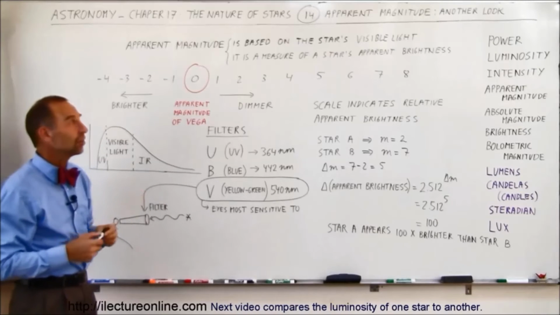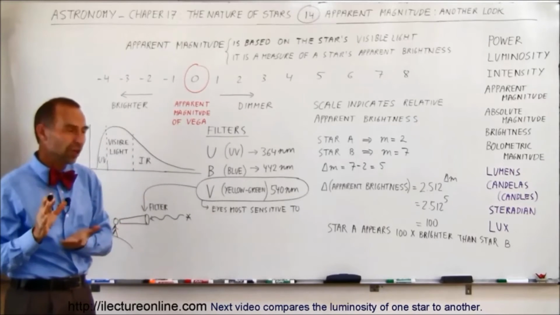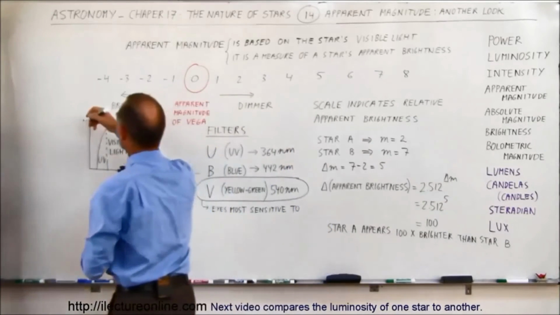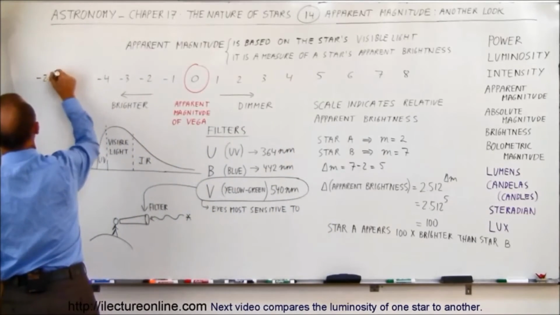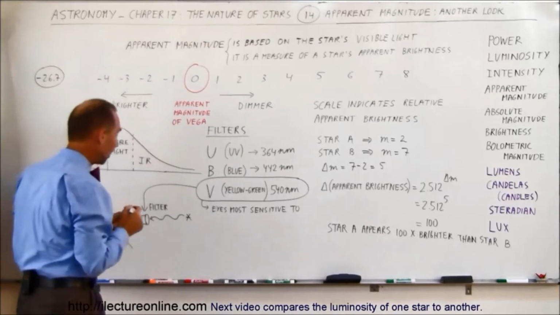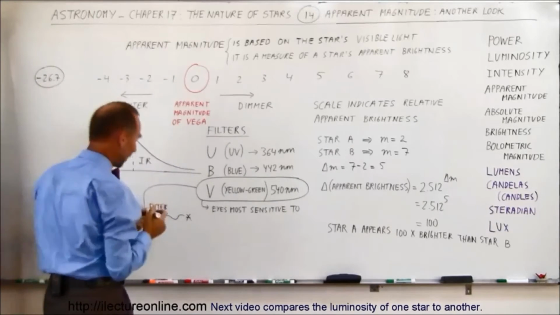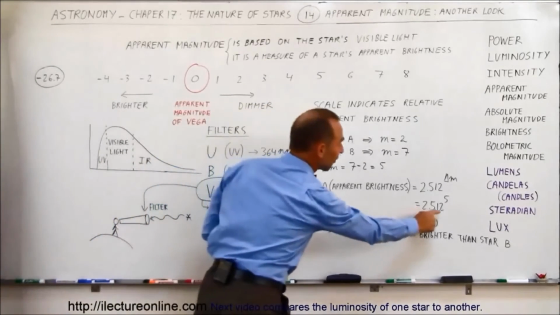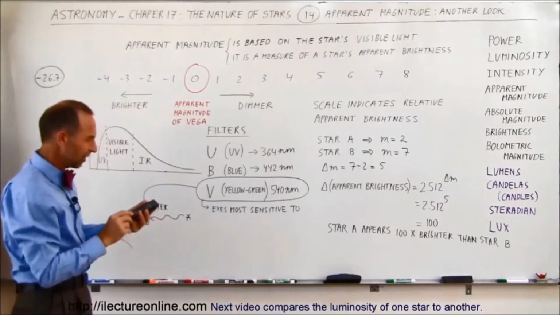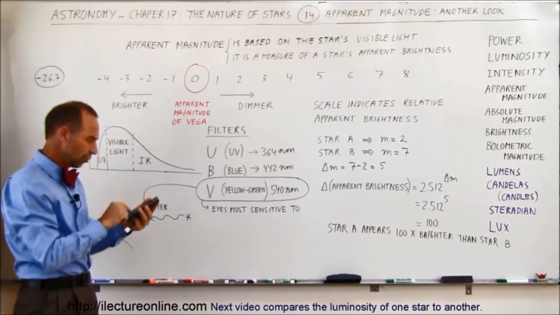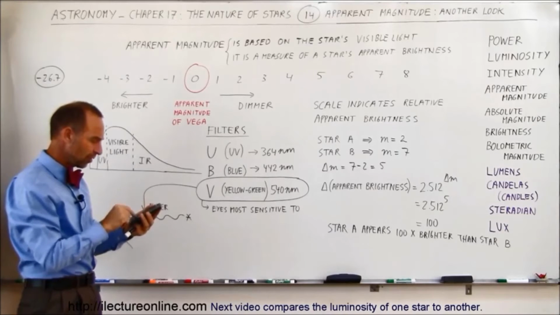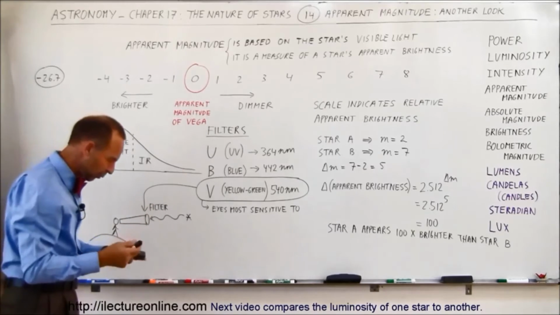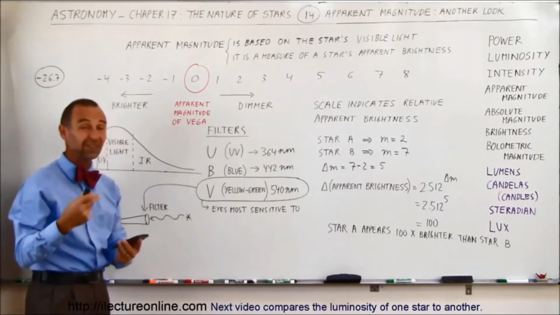Another way to look at it is we realize that the apparent magnitude of the sun is minus 26.7, somewhere in that neighborhood. So if we go way over here, minus 26.7, that's the apparent magnitude of the sun. Now notice, what is the difference in magnitudes? Well, that's 26.7. If we take the number 2.512 and raise it to 26.7, we get a really big number, 4.79 times 10 to the 10th.